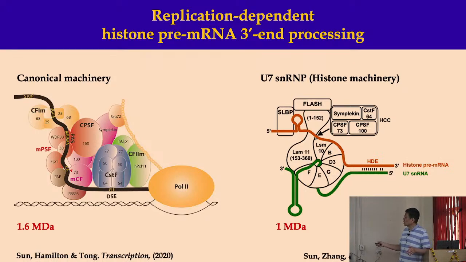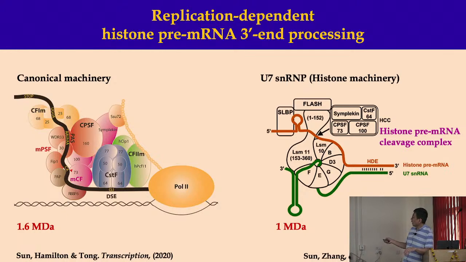I'll say more about this on the next slide, but what I want to highlight here is that the factor that cleaves the RNA is called HCC. Sorry, another acronym: histone pre-mRNA cleavage complex. This HCC contains CPSF73, CPSF100, and Symplekin. You may remember that's exactly what's in the mCF: CPSF73, CPSF100, Symplekin. So even though the two machineries have very different compositions of the other protein factors, they share the same cleavage module. Nature reused the same module in two different cleavage machineries.